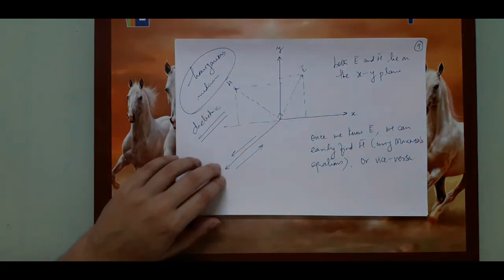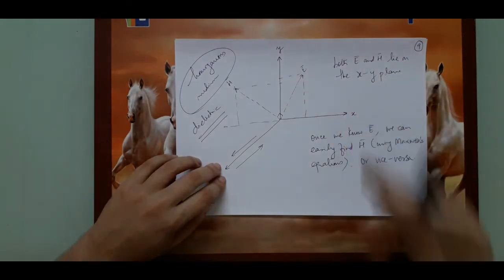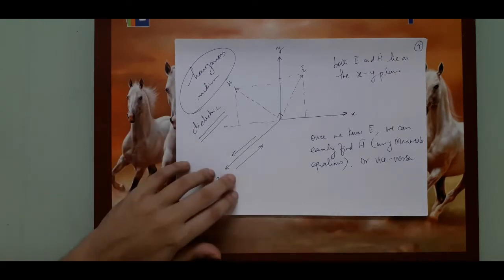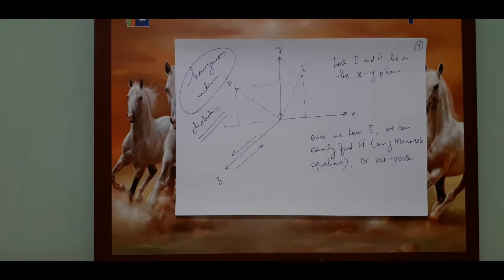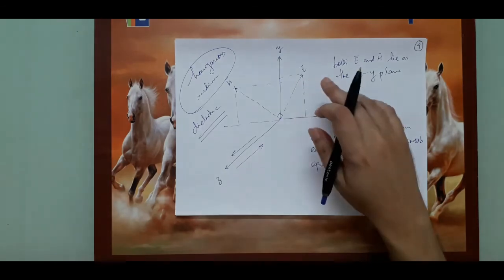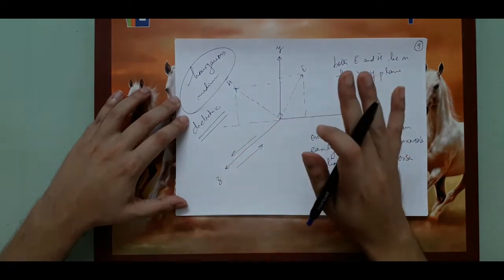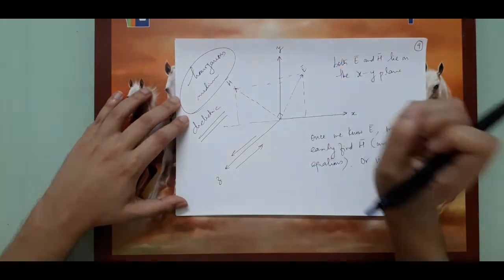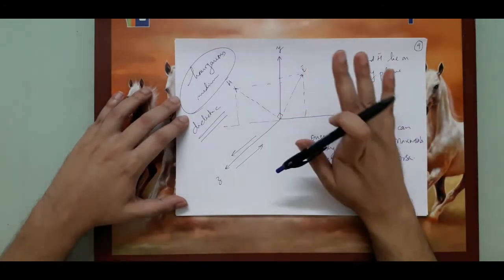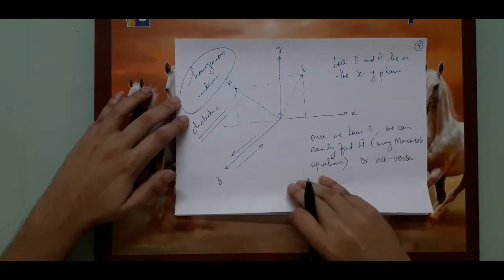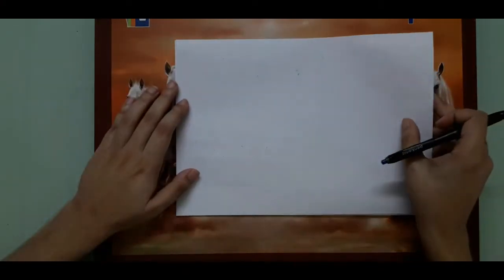Now coming back to this statement that once we know E, we can find out H. This is a very important statement. So now we can say that if we know E, and we know, let us say, the direction of propagation, we can find out what is H. So looking at the E vector can often give us a lot of information. So let us look at that.